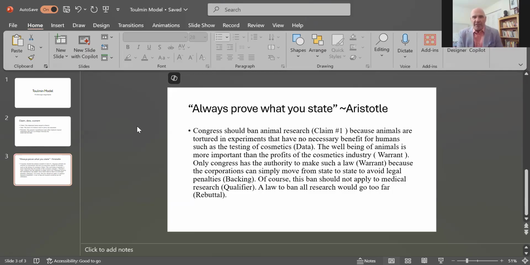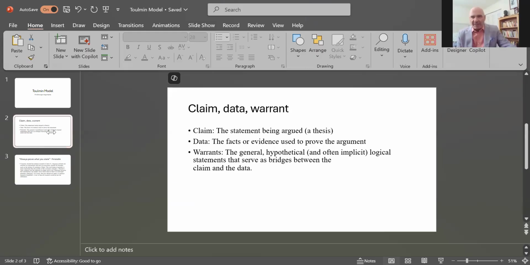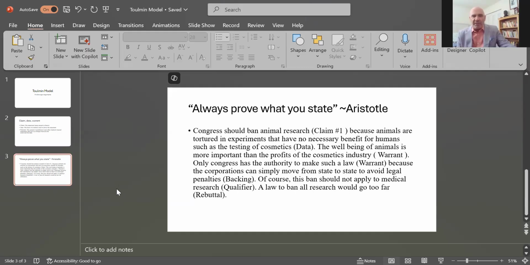You're making a claim: Congress should ban animal research. And then they're going on to say that because animals are tortured in experiments that have no necessary benefit for humans, such as the testing of cosmetics. Now, there's going to be data. The data is actually, in this case, and going back to that previous slide for a moment, the facts or evidence, okay? So this particular set of data is really just a fact. They have no necessary benefit for humans.